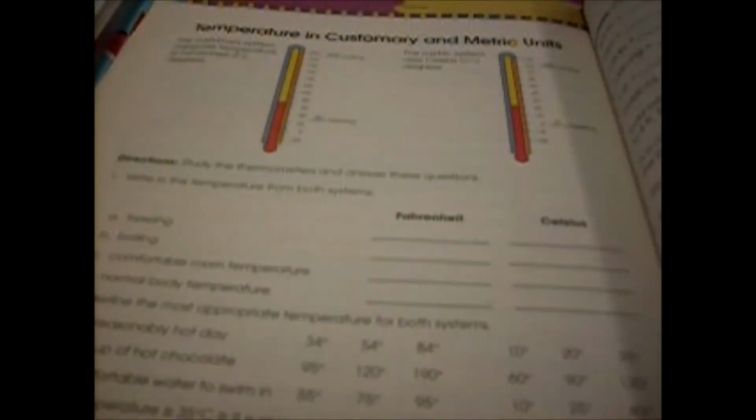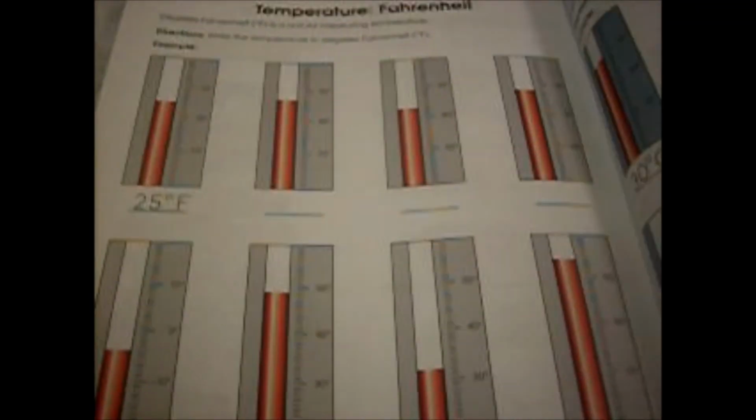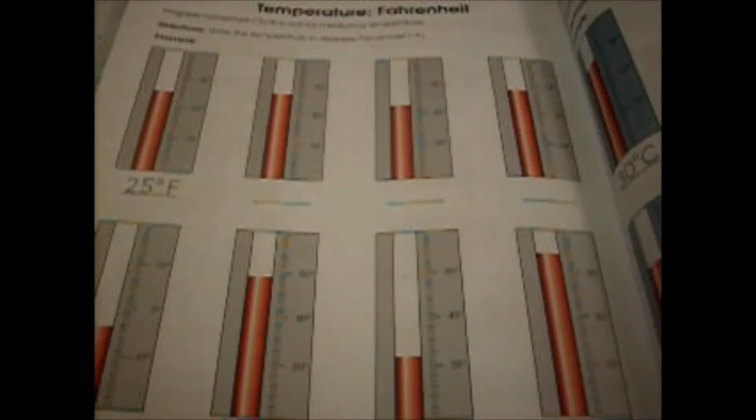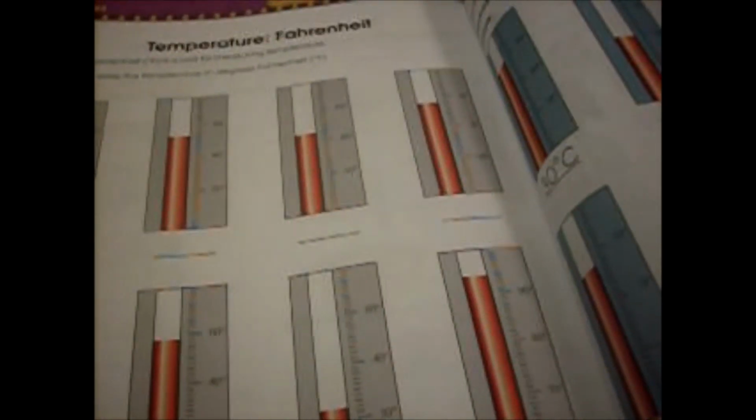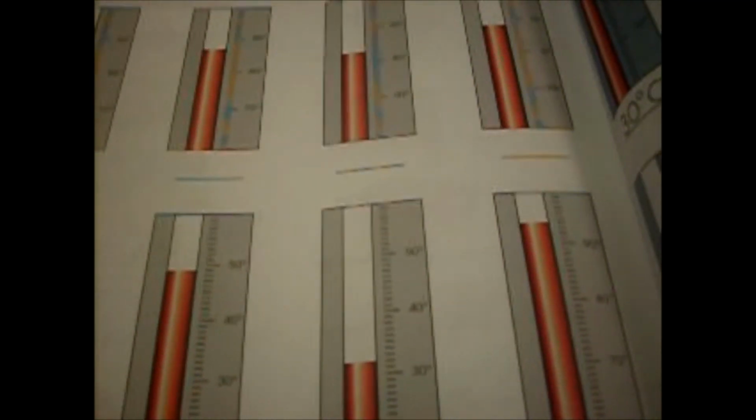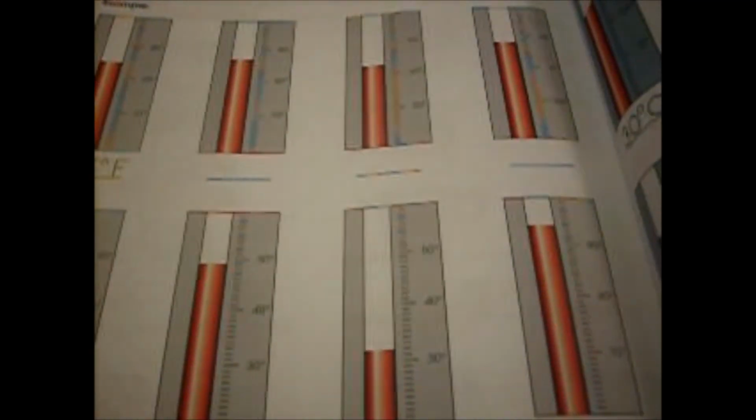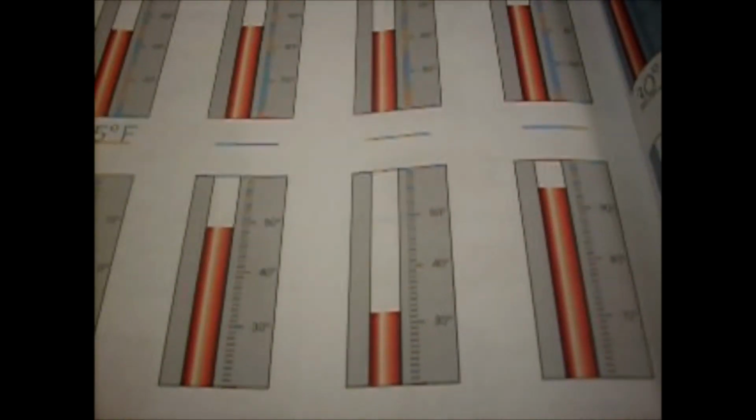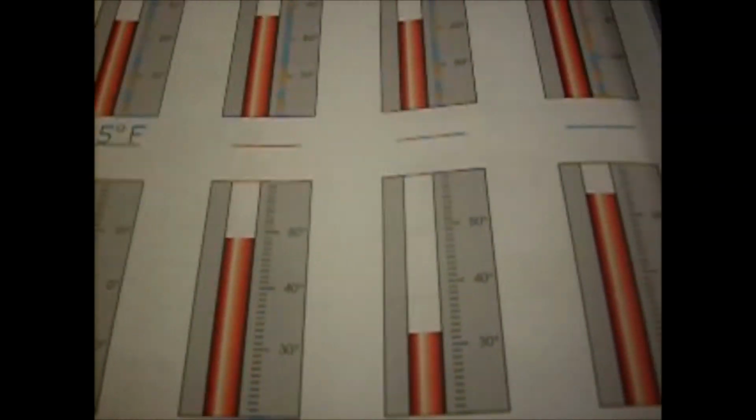Alright, so that is temperature. Now we're going to look at temperature, but on the thermometer. And this is the most common way that you are going to be using temperature. You're going to go out and check the thermometer if you don't have the weather person with you. So you have to know how to read a thermometer.